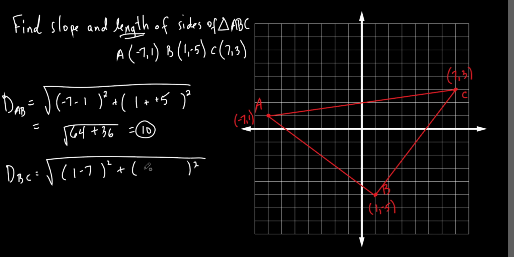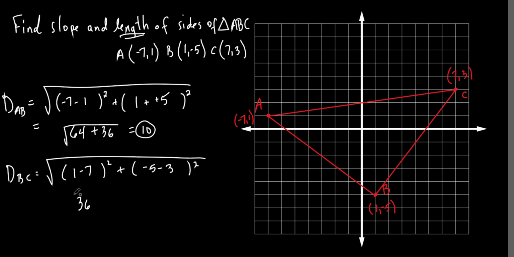All right, let's do the y's on BC. Negative 5 minus 3, or you could go 3 minus negative 5. It doesn't make any difference. I'll just go negative 5 minus 3. Let's see if we can do this in our head. 1 minus 7 is negative 6. Squared is 36. Don't forget the square root.